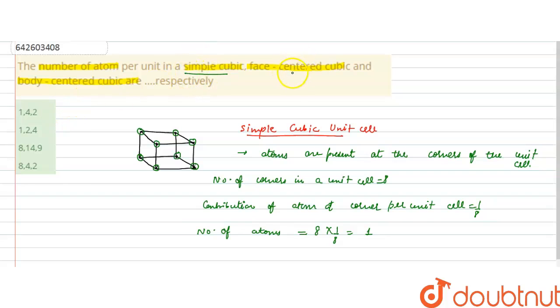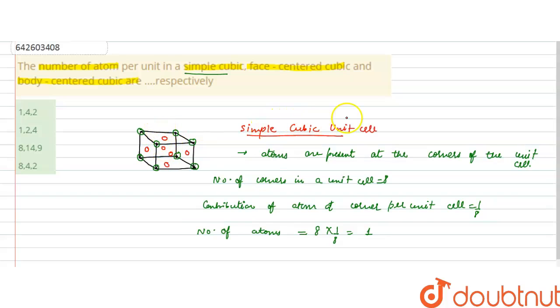Now moving towards the face-centered cubic. In a face-centered cubic, the atoms are present at the corners and also at the center of the 6 faces of the cube. So the 6 atoms are present on these faces, and the contribution of the atom at the center of each face is half, because the face is shared with the cubic unit cell next to it. So its contribution will be half to this unit cell.